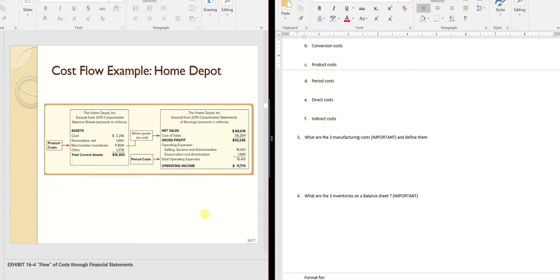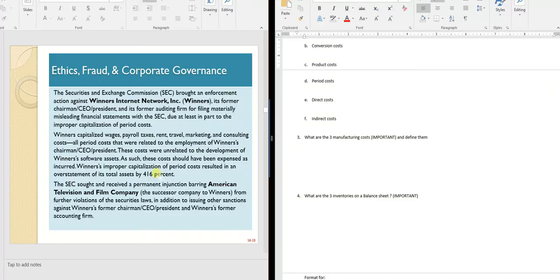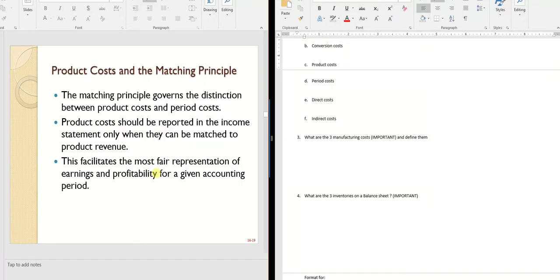Okay, so you can see that inventories stay on the inventory, but when they're sold, they go to cost of goods sold, or cost of sales in this case. This really follows the matching principle, that you don't expense the cost of a product until that product is sold. That's the matching principle.